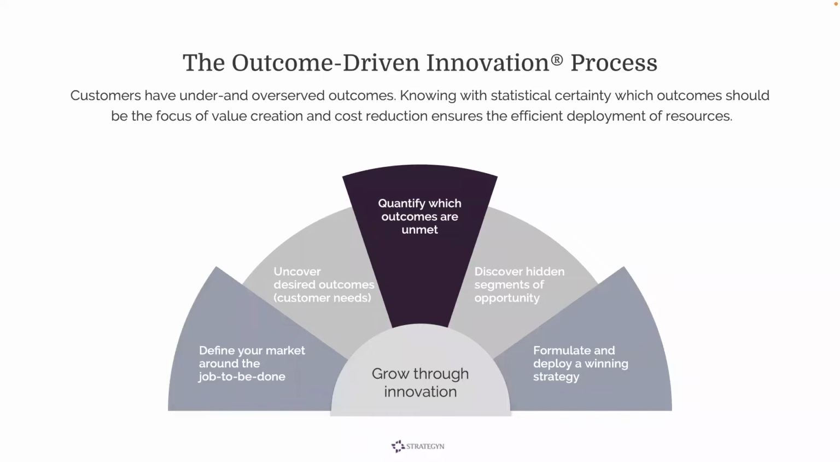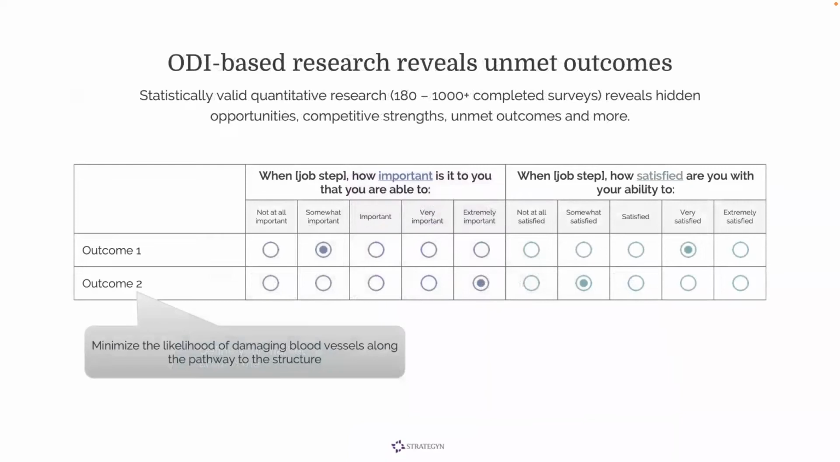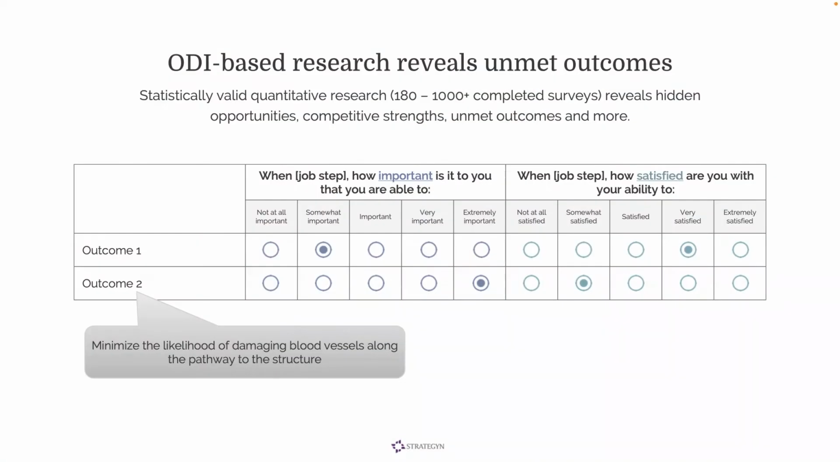Now, we do this statistically by looking at all those needs, putting them into a survey, and then asking anywhere from 180 to 1,000 or more customers to tell us how important each need is and their level of satisfaction given the product that they're using today to get the job done. So, for example, we would ask, when executing this job step, how important is it to you that you're able to minimize the likelihood of damaging blood vessels along the pathway to the structure?